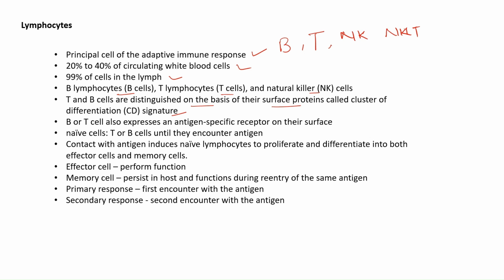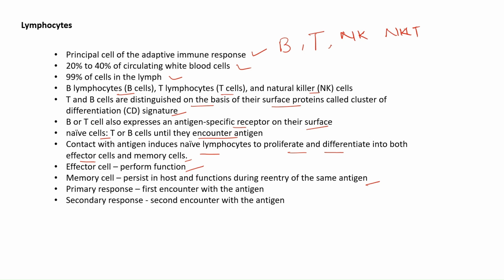B and T cells also express an antigen specific receptor on their surface because they have to bind with the antigens. Naive cells, in case of both T and B cells, are cells that are yet to encounter antigens. Once they contact an antigen, the naive lymphocytes undergo proliferation and differentiation to form both effector cells and memory cells. Effector cells perform the function. Memory cells help in killing the antigen in future attacks.